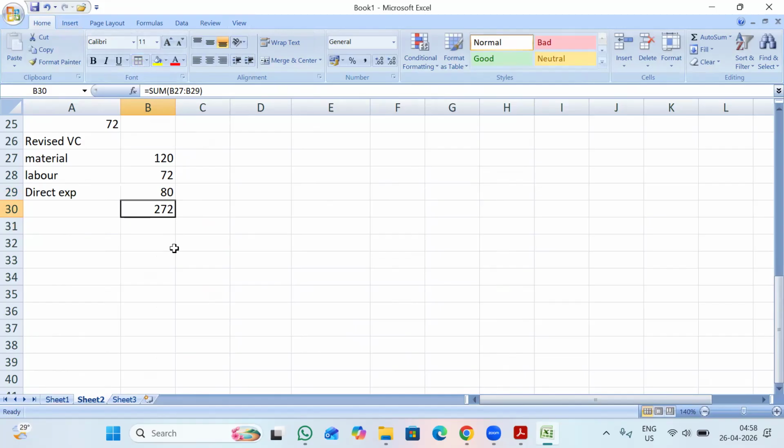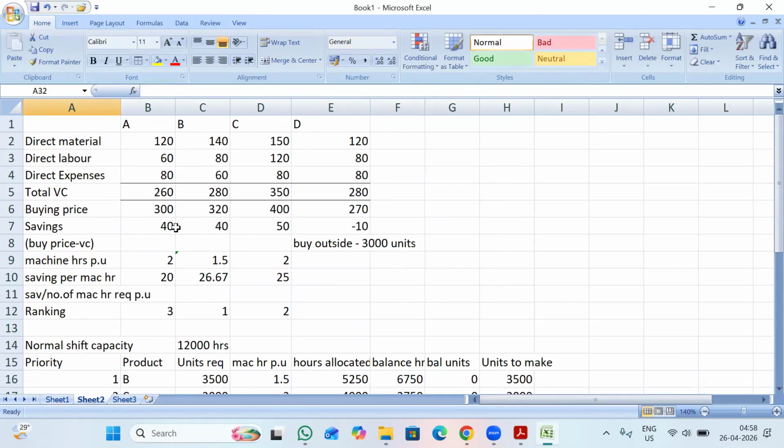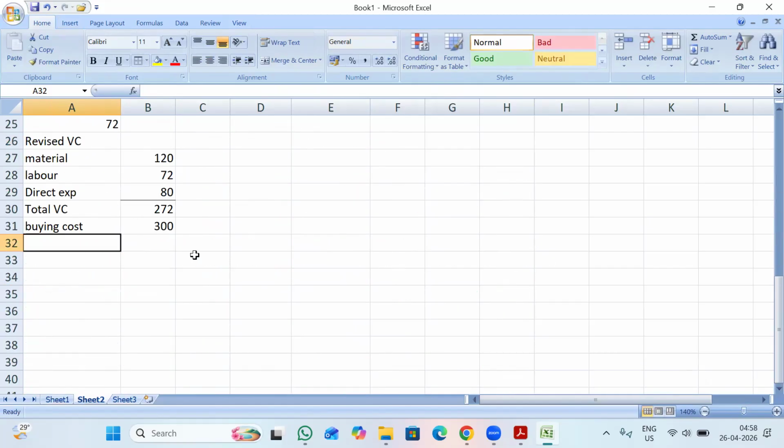So 272 rupees is my total variable cost. Here the buying cost is 300 rupees, which we already used. So my savings will be 300 minus 272. That means 28 rupees will be my savings. So still it seems to be beneficial.